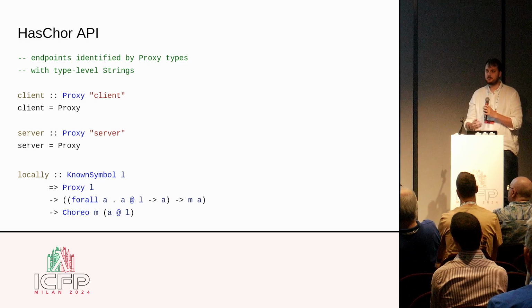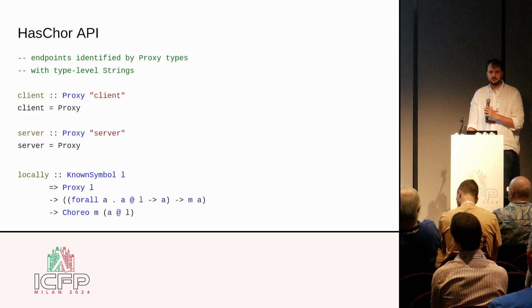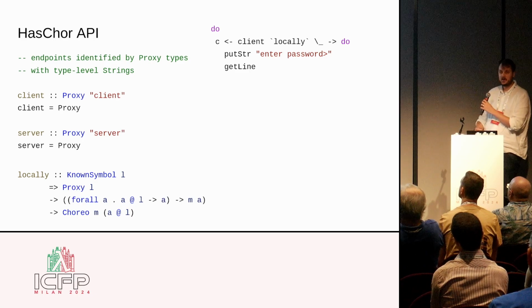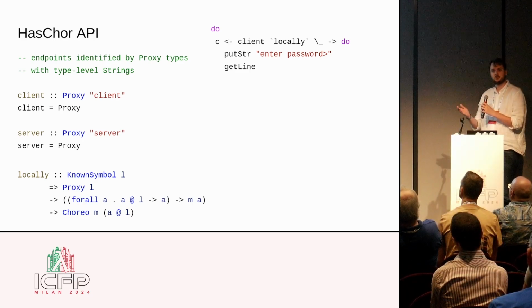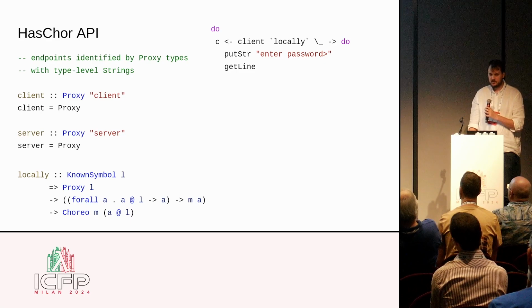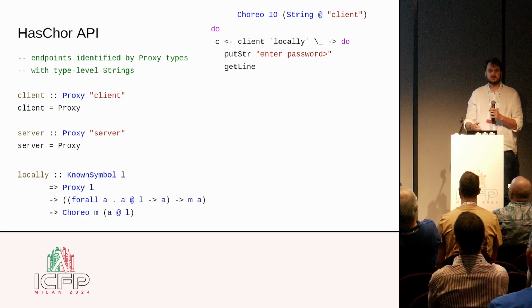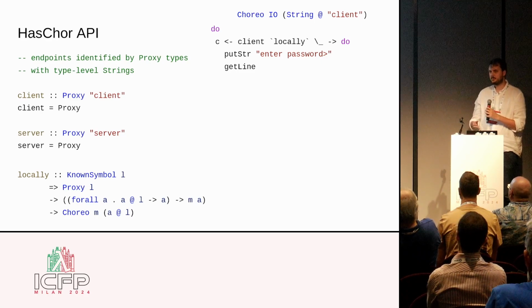So L performed this local computation, so of course the result resides at L. Here the client, for example, is locally going to prompt the user for a password, and then just read a line from the terminal. The type of this whole thing is choreo IO of string at client. So the result here is a string on the client endpoint. The other endpoints cannot observe this value.